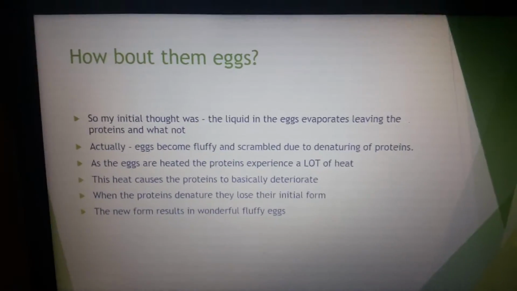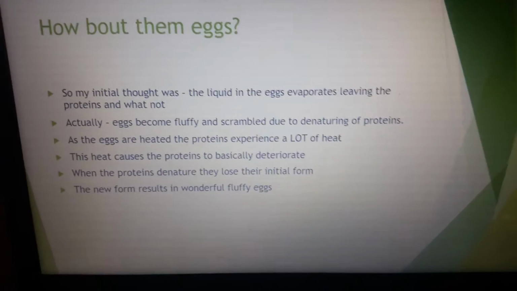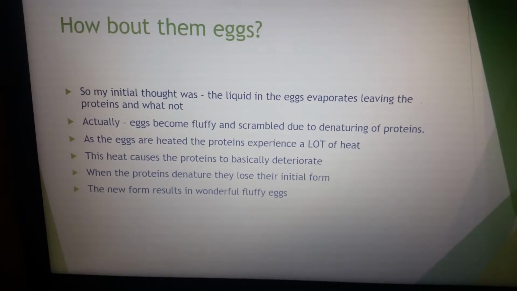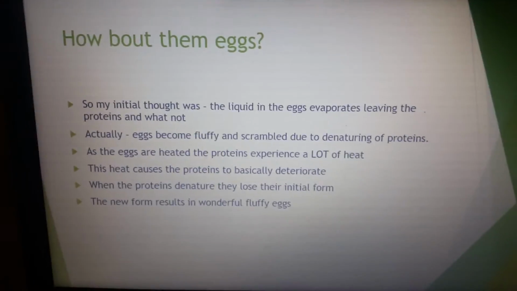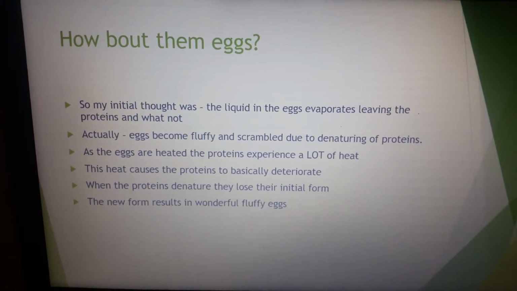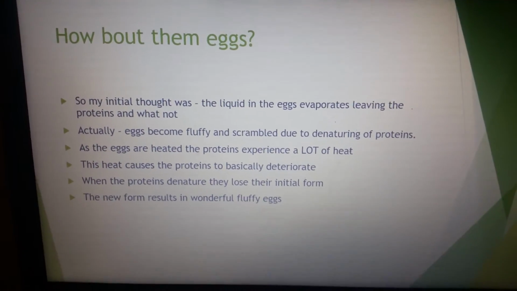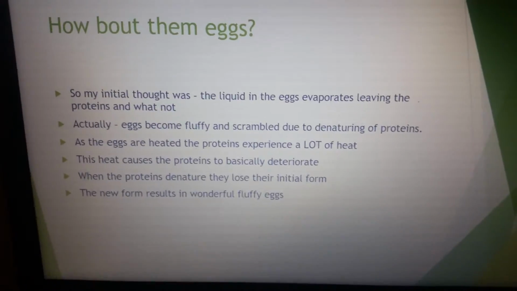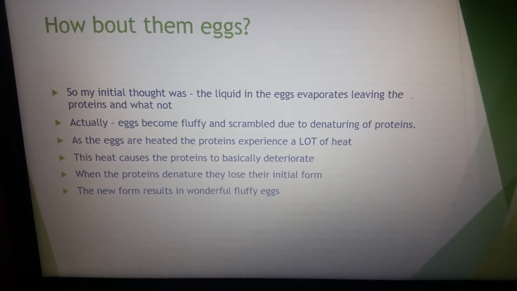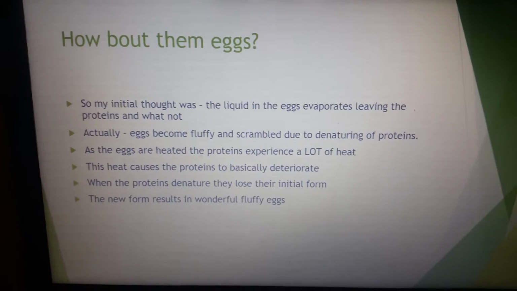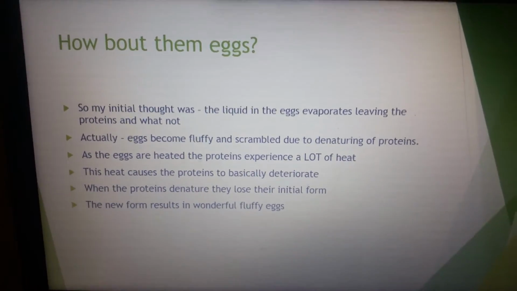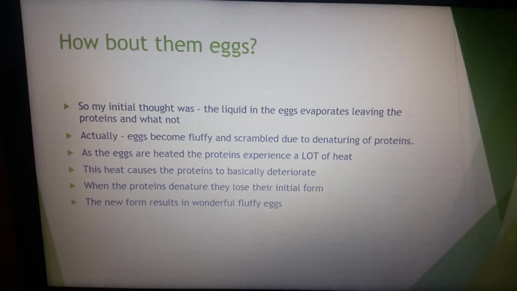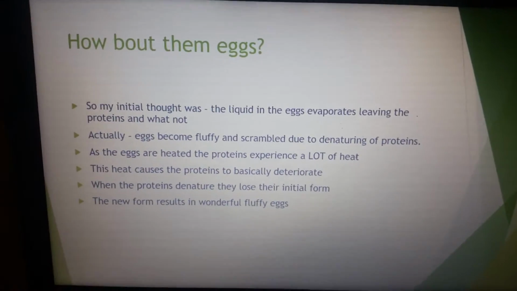Moving on. Eggs. My initial thought was that the liquid in the eggs was evaporating, leaving the solid portions and the proteins. I learned about this last year in cell physiology and BME, and it has a lot to do with proteins. As the eggs are heated, you're basically deteriorating the proteins and making them change form. As they deteriorate, they lose their very intricate form that allows them to be all liquidy, and you're left with the wonderful fluffiness that we have now.